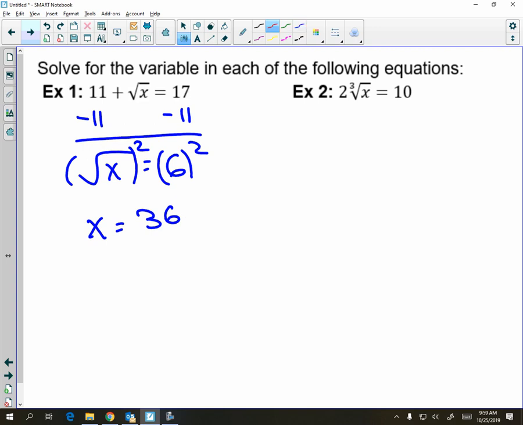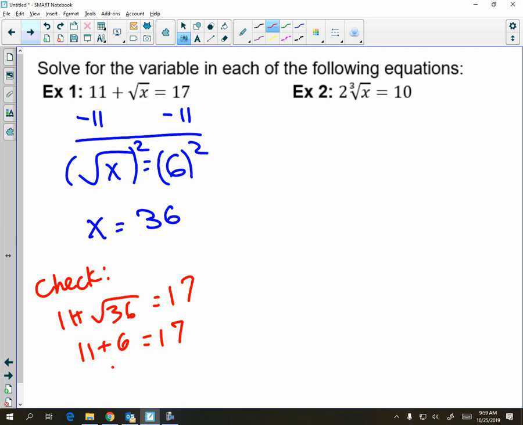Now, you don't have to actually write this out, but in your head, you should be checking 11 plus the square root of 36. Does that equal 17? And you get 11 plus 6 is equal to 17. So you get that, it actually works out. So you can keep your answer and say that x is equal to 36.